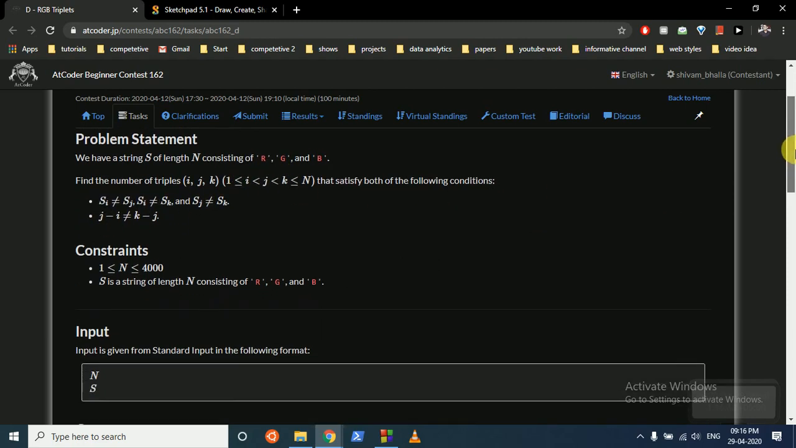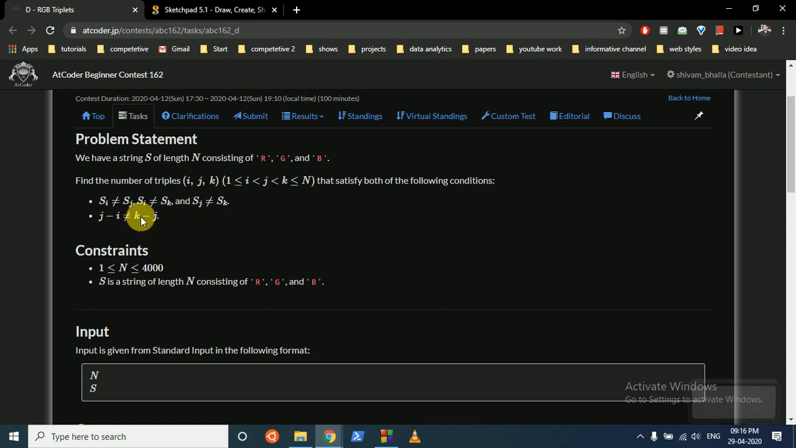The conditions are: S_I, the ith character, is not equal to the jth character, the ith character is not equal to the kth character, and the jth character is not equal to the kth character. This just means you have to take R, G and B as a triplet. You cannot take RRG or something like that. You have to take RGB in any order, but RGB has to be taken as a triplet only.